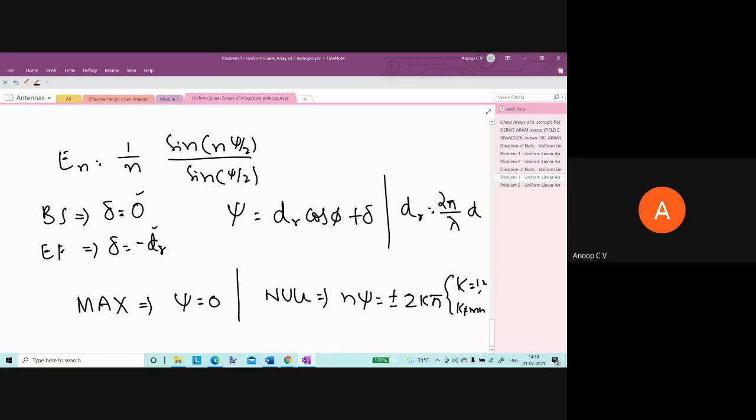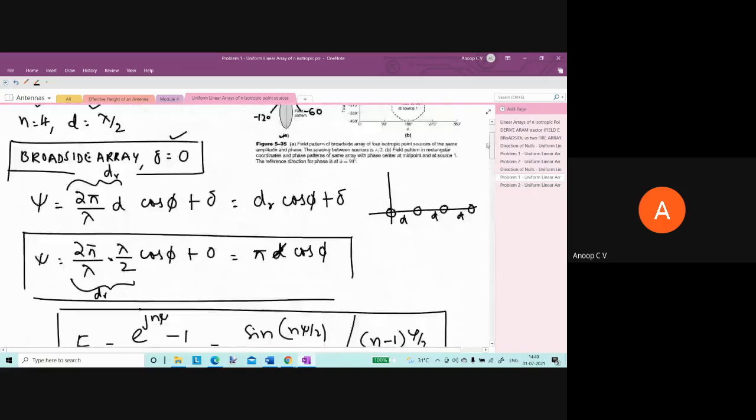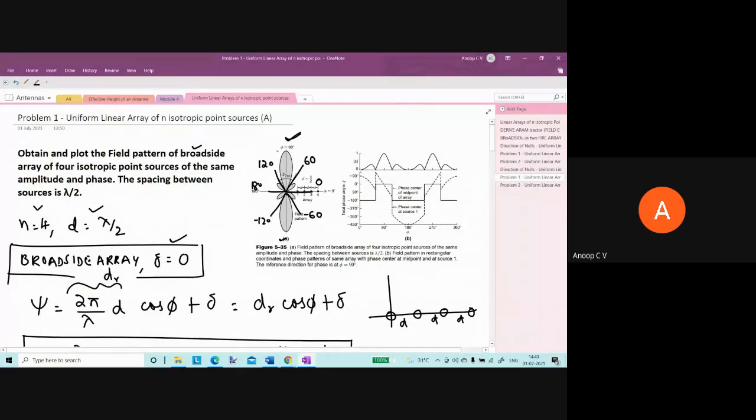Remaining, right? So we'll solve one more problem. Now we have solved for broadside case, and we got the same pattern. This was the expected pattern and we got the same pattern. We found maxima along 90 and 270, and we found the minima, null, along 60, 120, minus 120 and minus 60. I hope it's clear. Now we will move on to the next problem.